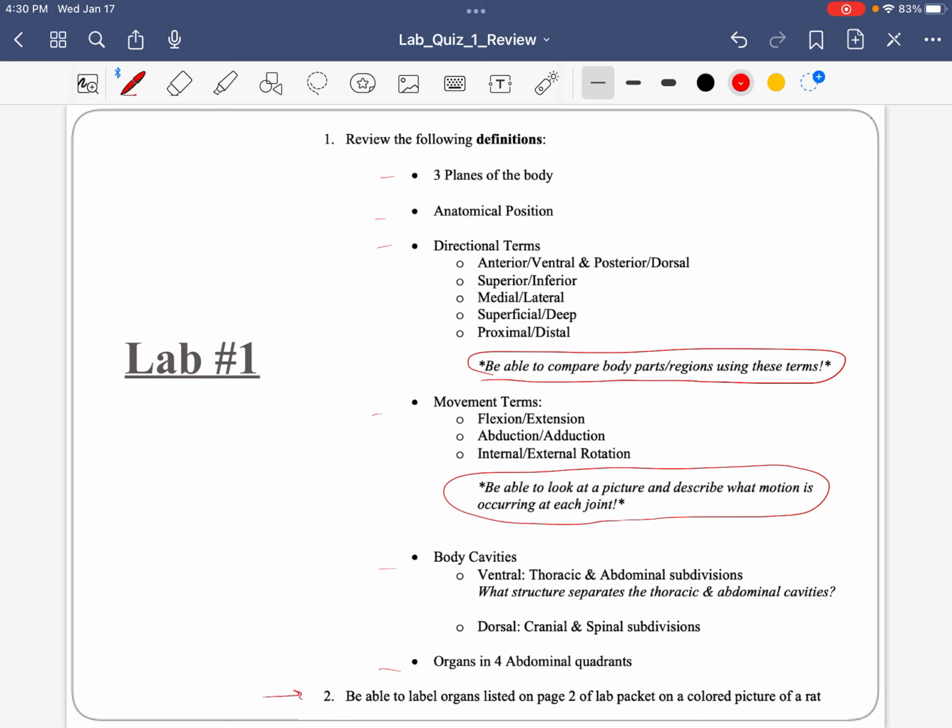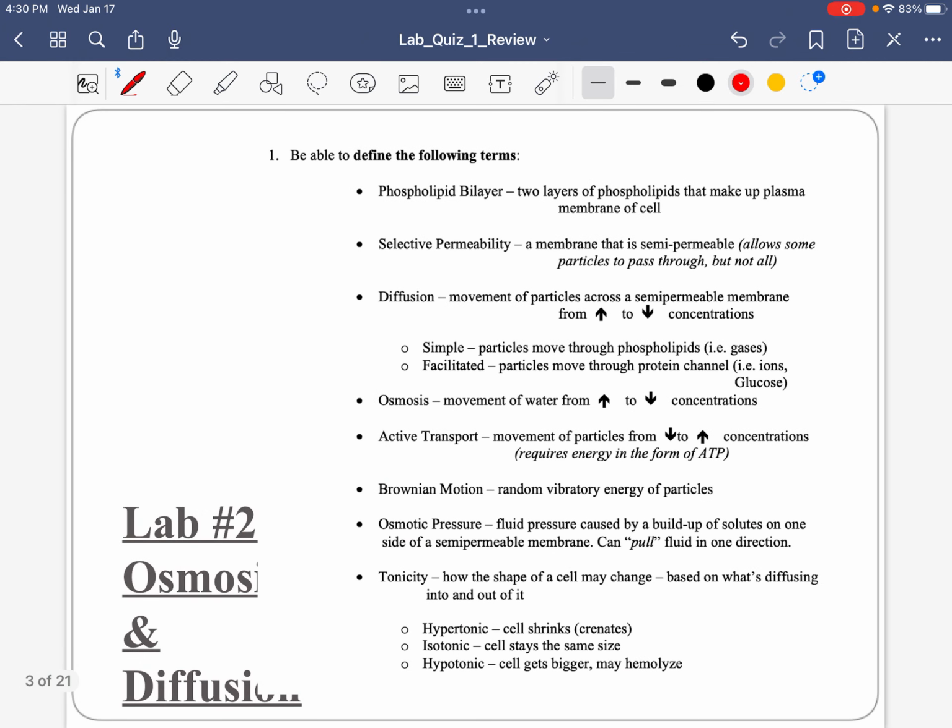Lastly, down here, be able to label the organs on a color picture of the rat. There are review pictures on Brightspace. I can't guarantee it'll be the same picture, but I'm going to provide for you a color picture of the rat, similar, if not the same, as what we see in Brightspace.